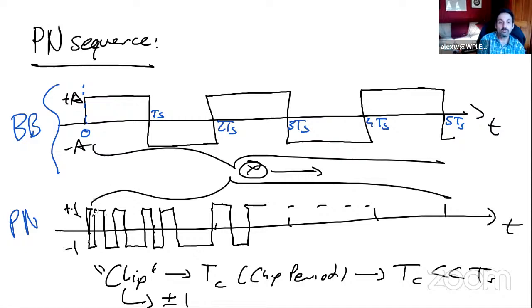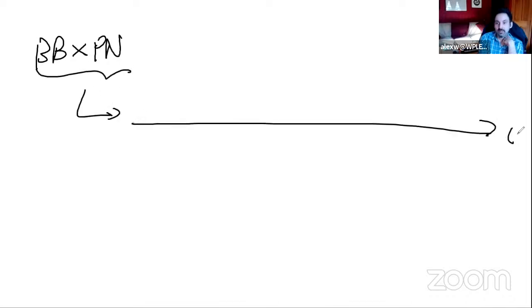What do you get? Whenever you multiply plus one with your original baseband sequence, you get the value, right? So if it's plus A, it's plus A. If it's minus A, it's minus A. But when you multiply a portion of duration, at least one chip period, by minus one, it flips. So at the end of the day, when you get baseband times PN sequence, you get something that looks like this.